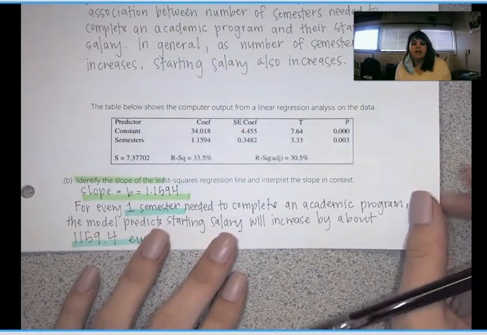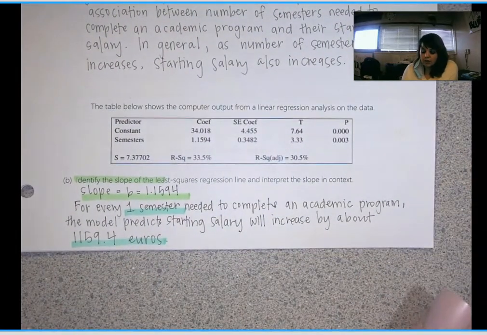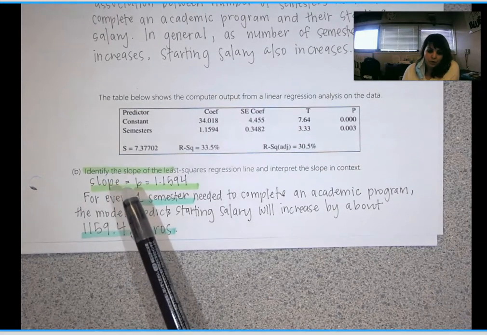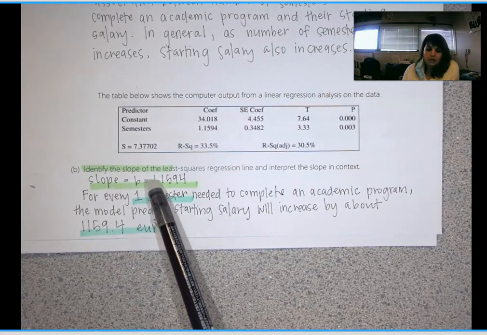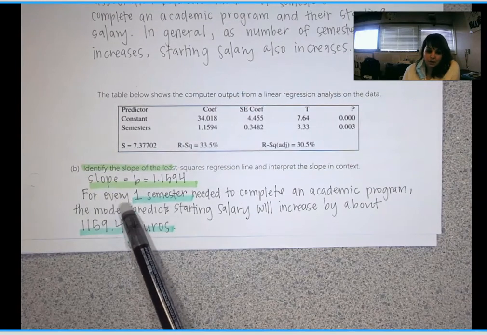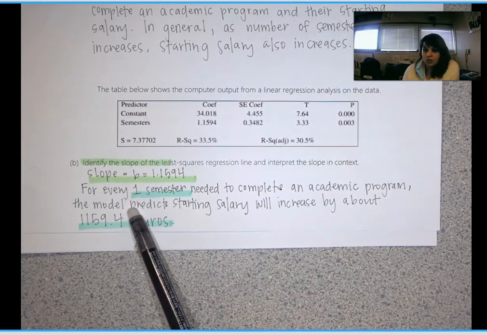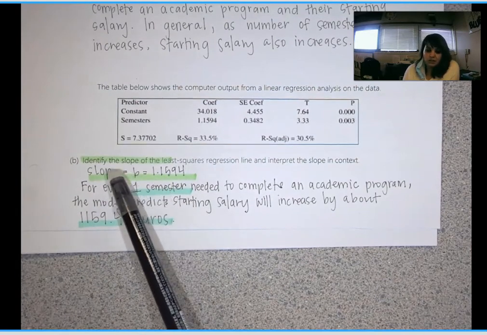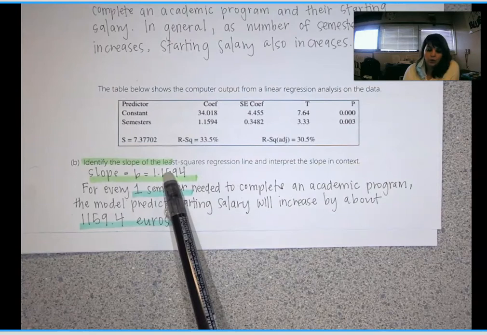B, identify the slope and interpret the slope. One important thing about this question is because they're asking you to identify the slope, they want to see you clearly state what the slope is. So if you just did this bottom part, if you just did the interpretation, you would have gotten partial credit. To get full credit, you needed to clearly say slope equals 1.1594.